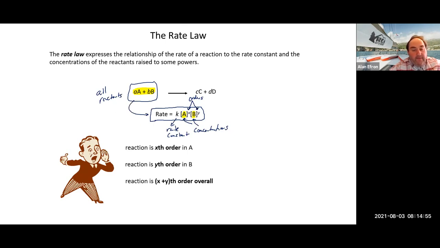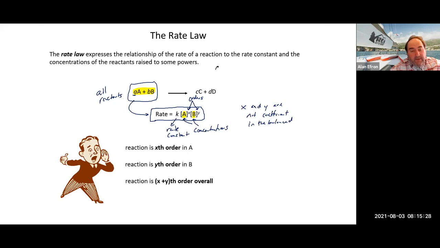Now, what are X and Y? X is the order, in this example, with respect to A. Y is the order with respect to B. And it's important to note that X and Y are not the coefficients in the balanced equation. Sometimes people think it's just going to be the coefficient, and that's what the X and the Y will be, but it is not. It is always found experimentally.